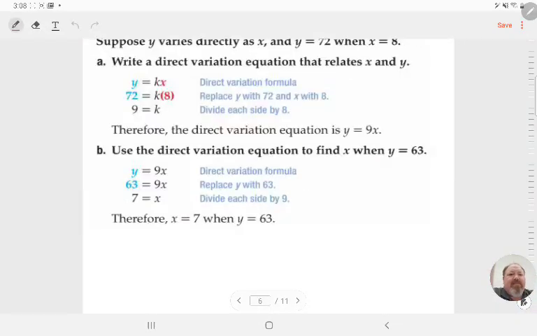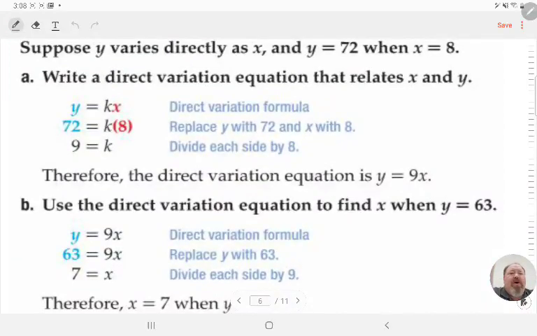Okay? All right. So suppose y varies directly as x and y is 72 when x is 8. So the first thing we want to do is write a direct variation equation that relates x to y. Well, we start out with the equation y equals kx, and then we plug in the y and the x that we know. So y is 72, x is 8. We want to isolate the variable k, so we divide both sides by 8, and 72 divided by 8 is 9, and that gives me k equals 9.